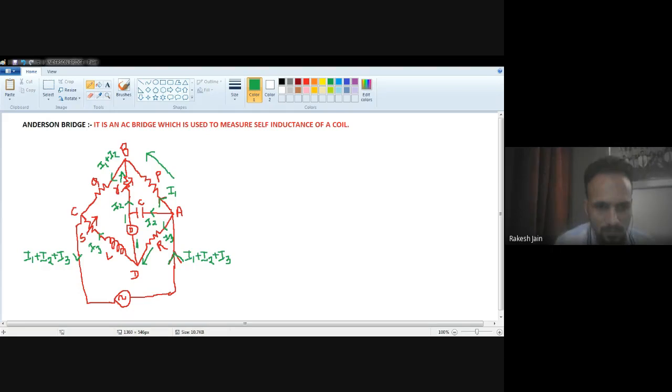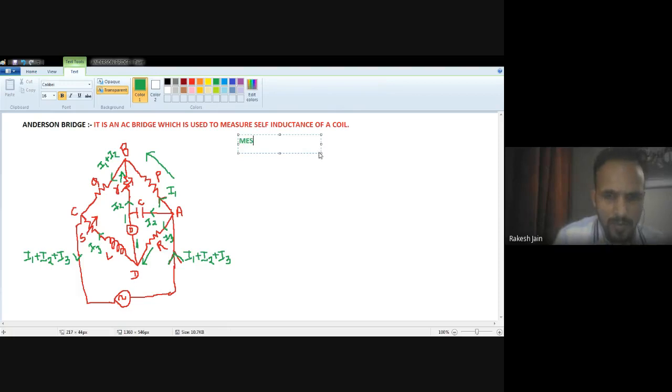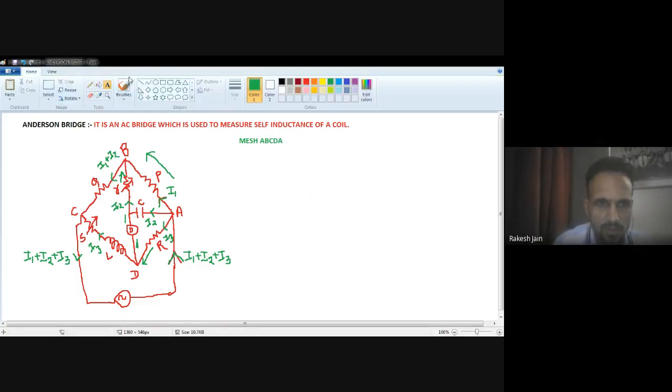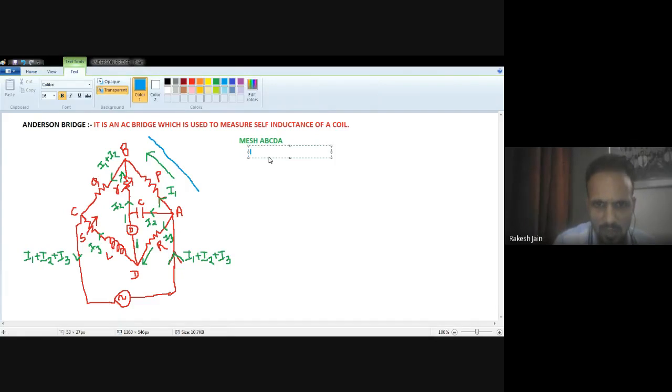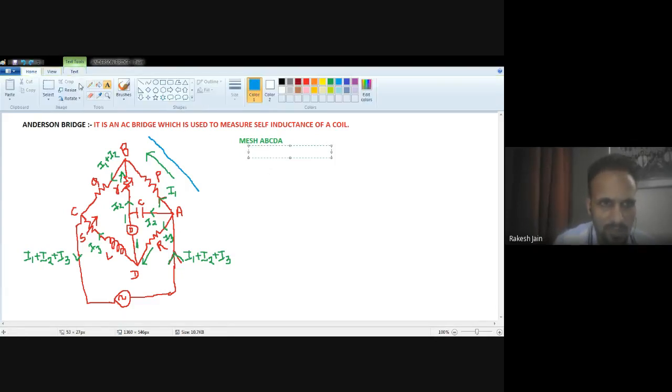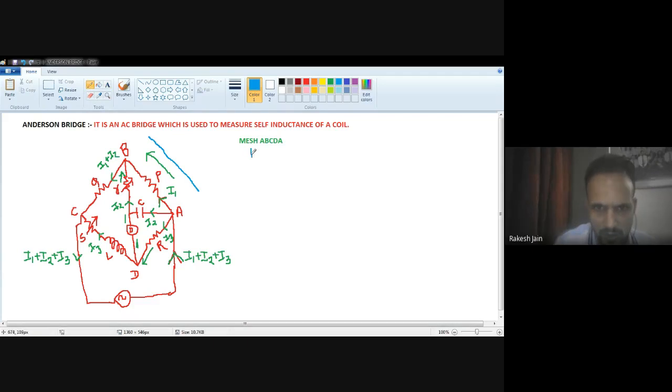So see, mesh A, B, C, D, A. Now see very carefully, I am talking about this mesh, and I choose the anti-clockwise direction. First when I go from A to B, my current is I1 and the resistance is P. So what will be the value? I1 P will be the value. So it is I1 P.